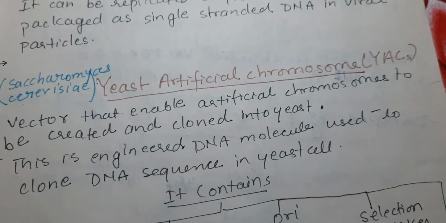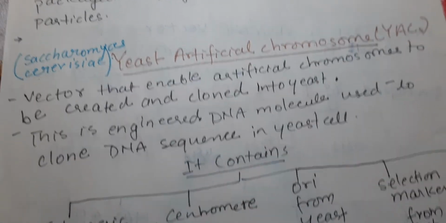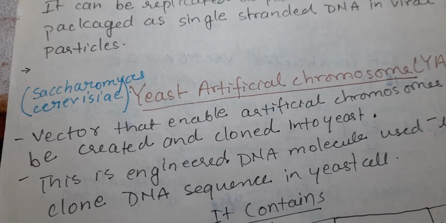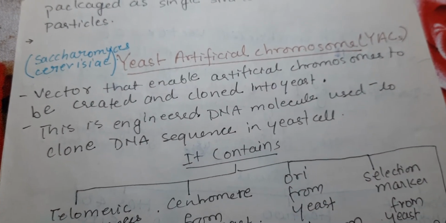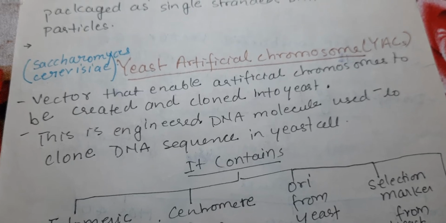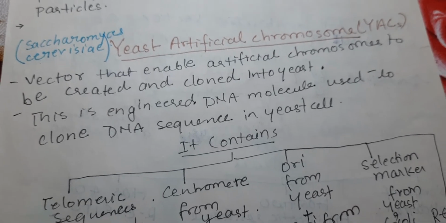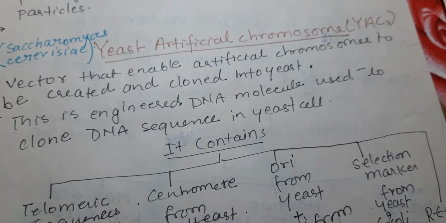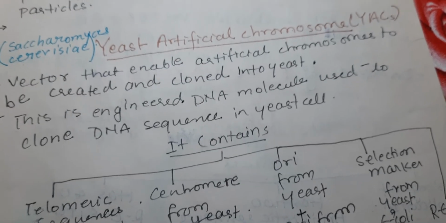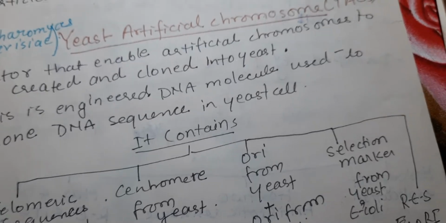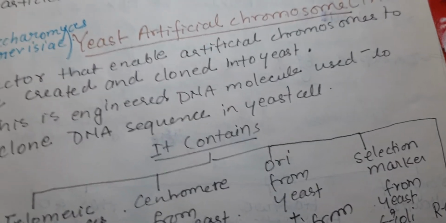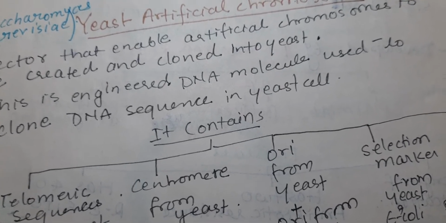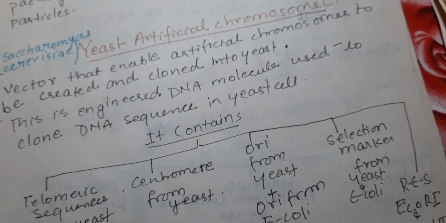Now we'll be discussing the yeast artificial chromosome, that is known as YAC. So yeast, Saccharomyces cerevisiae, is used as a vector system that enables an artificial chromosome to be created and cloned into yeast. This is an engineered DNA molecule used to clone DNA sequences in yeast. Okay. So yeast is a eukaryote. So certain eukaryotic genes are also cloned and studied in yeast cells. Even the human genome project was started in YACs.